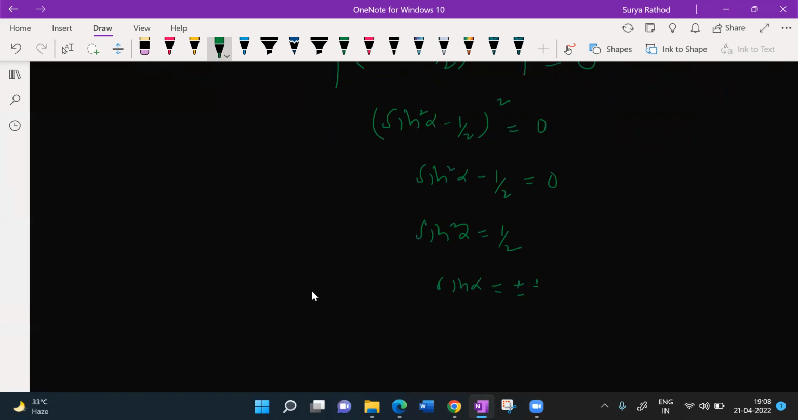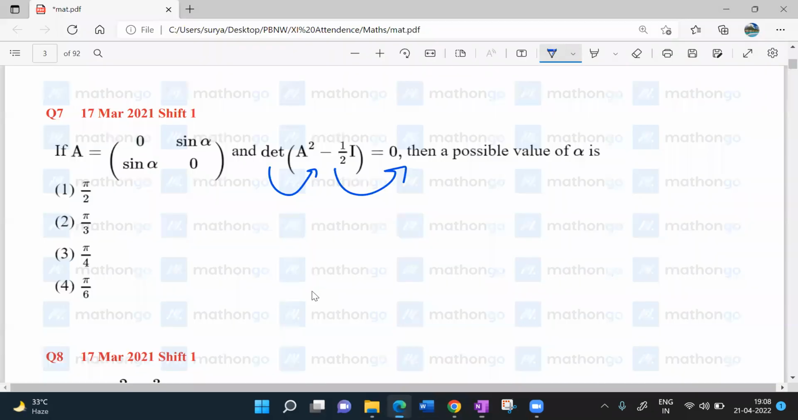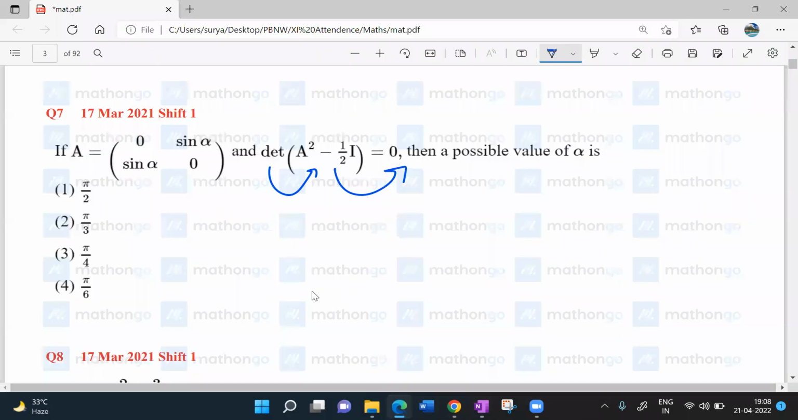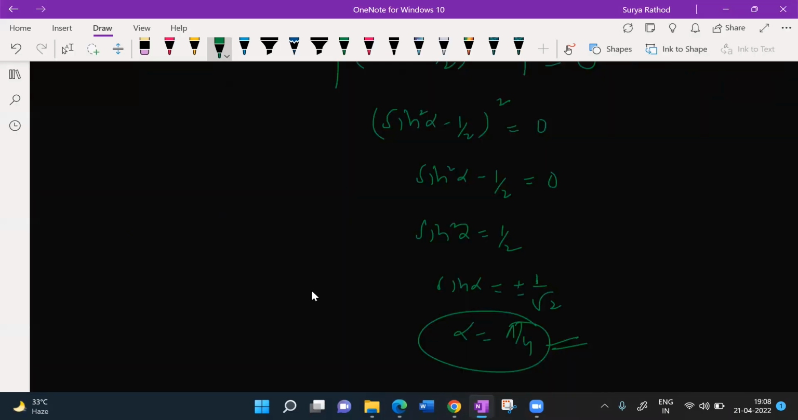Sine alpha is plus or minus 1 by square root of 2. Then alpha is what? 45 degrees. Isn't it? Option C is correct. Option C is correct. Is it clear, children? Is it clear?